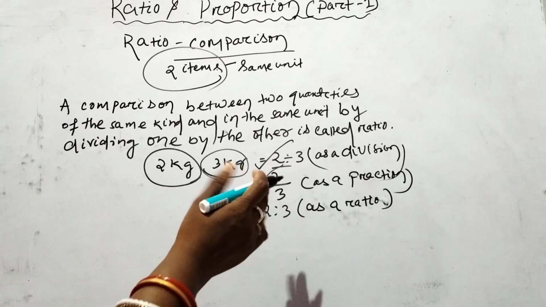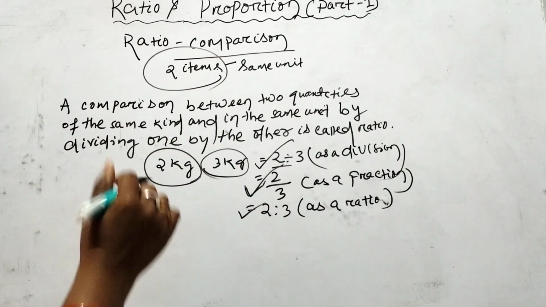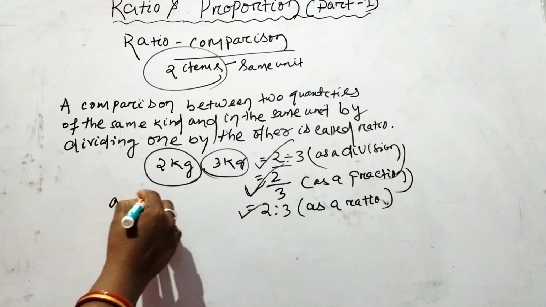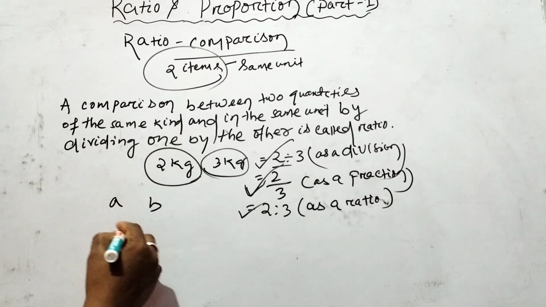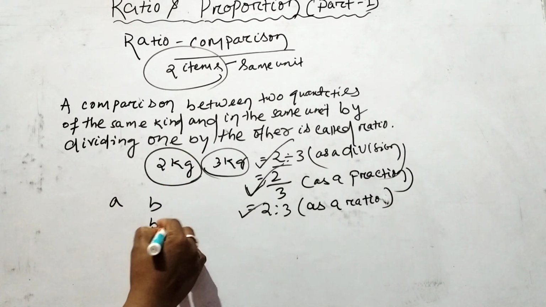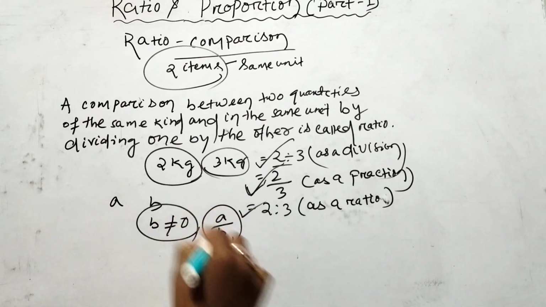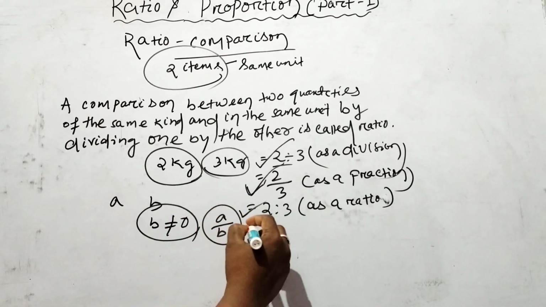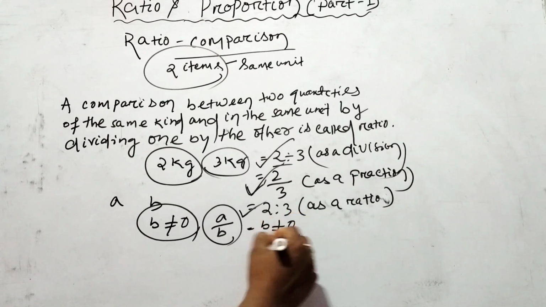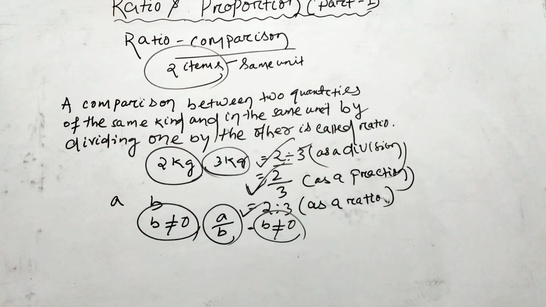In general, when we compare, we record two quantities A and B, where B is not equal to 0. As you know, when you write in the fractional form A by B, B is not equal to 0. The denominator can never be 0, and similarly in division, the divisor can never be 0.